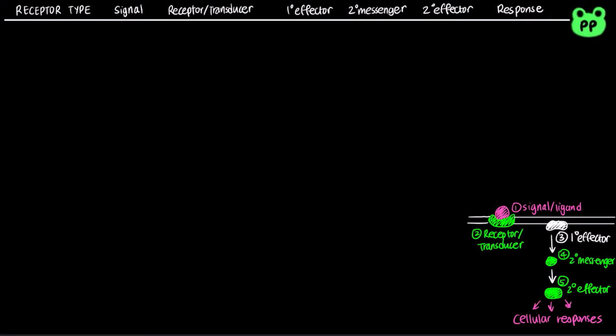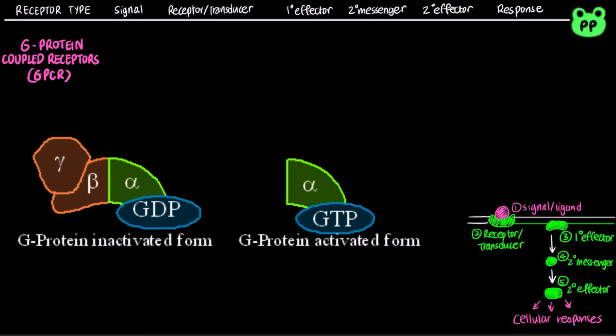In this video, I'm going to cover 7 main types of signal receptors. G-protein coupled receptors, abbreviated as GPCRs, are plasma membrane receptors that work with the help of the G-protein, which is a heterotrimeric protein consisting of alpha, beta, and gamma subunits. The alpha subunit serves as a binary switch that is inactive when bound to GDP and active when bound to GTP.